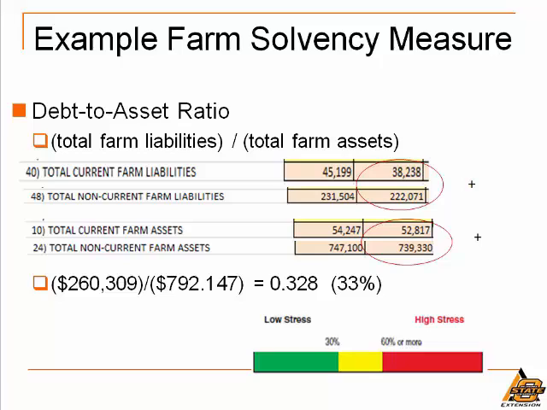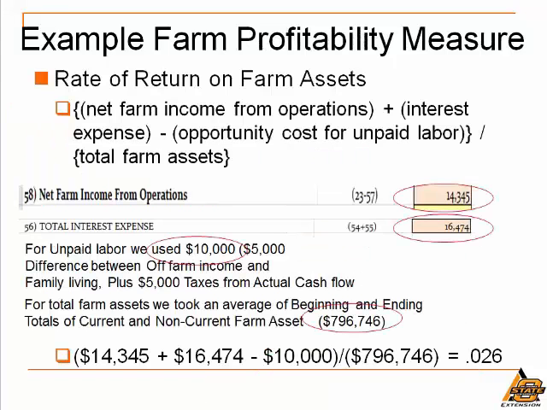The associated graphic from the industry standard stoplight scale, again from the Farm and Ranch Stress Test publication, shows where 33% falls. Here, anything under 30% would be considered low stress. For this ratio, a lower number is better from purely a financial position standpoint, and anything over about 60% indicates that a particular farm could be in a stressful solvency position. At 33%, this example case farm is in pretty good shape from a solvency standpoint.